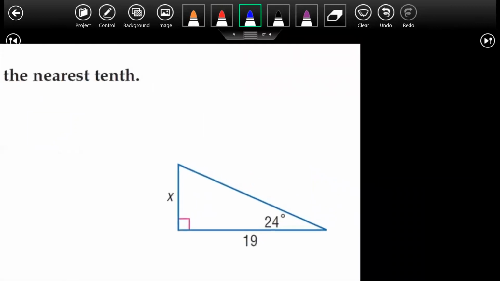Now, what's our reference angle? What angle was given to us? 24. We want to be able to use this reference angle because it gives us an actual value. We don't have any variables, or we don't have little a, b, and c. It gives us angles, so we've got to be able to use the angles that are provided.